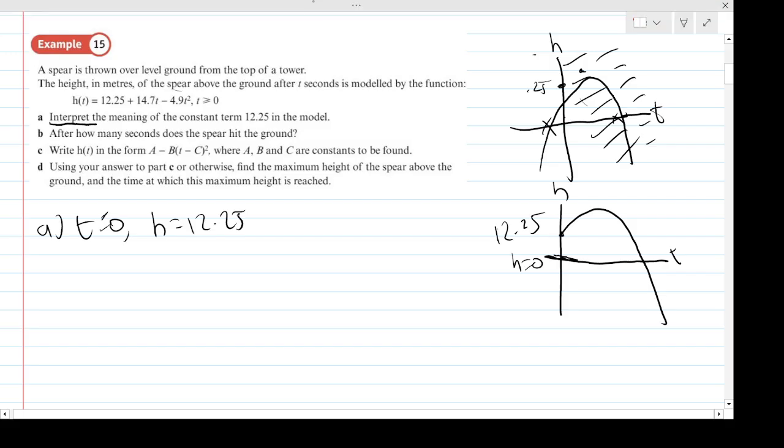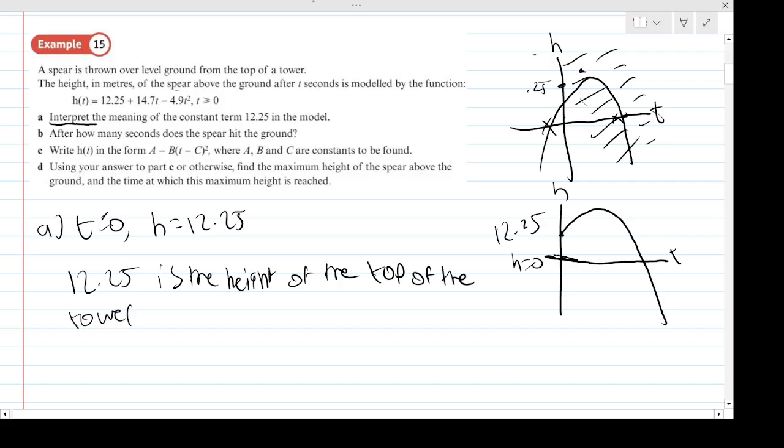So actually then, interpreting it, to give what that means in terms of real life: 12.25 is the height of the top of the tower in meters, right? And that's really it.